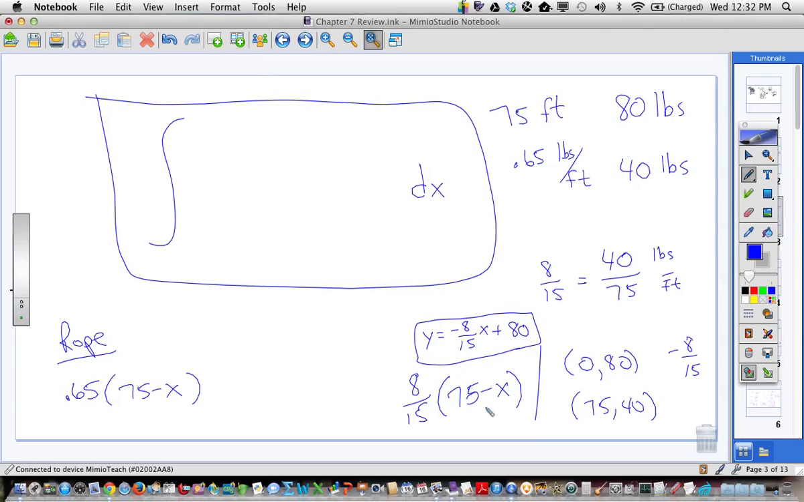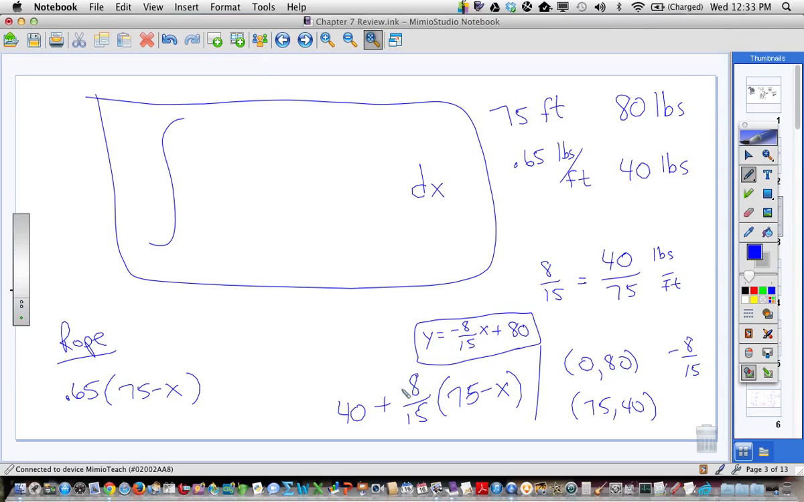The problem with this one here is if I put a 0 into here, I get 75 times 8/15, which is 40, not 80. You see what I mean? And if I put a 75 in here, I get 0, not 40. Does that make sense? So I would need to have a plus 40 on that if I was going to set that up.